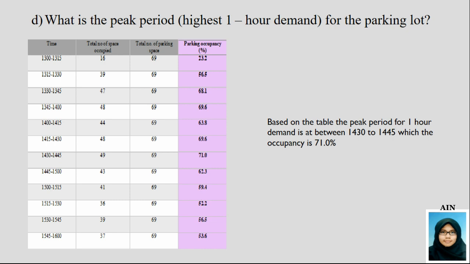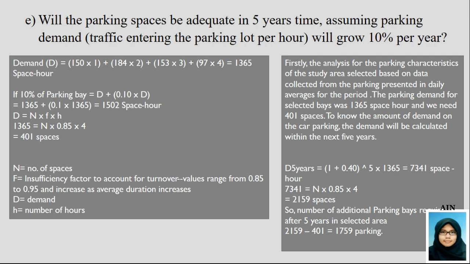For question D, what is the peak period, the highest 1 hour demand for the parking lot? Based on the table, the peak period for 1 hour demand is between 14:30 to 14:45, where the occupancy is 71.0%.